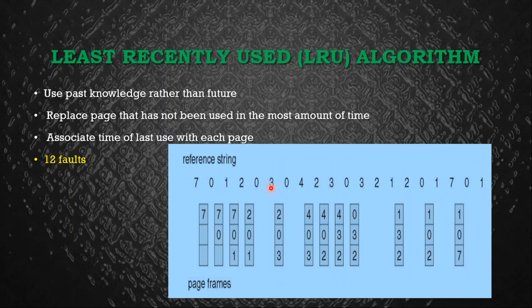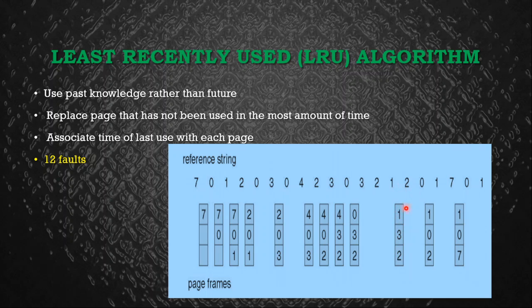Here also you have to check only 3 frames because 3 is the size. And now replace this 3 by 2. Then check how to insert this 3. I have used 2, I have used 4, so I cannot remove this 2 and 4, so I have to remove this 0 and put 3, and then 3, 2 already there, no page fault. In order to replace this 1, 2 is used recently, 3 is used recently, but 0 is least recently used, so replace it by 1.